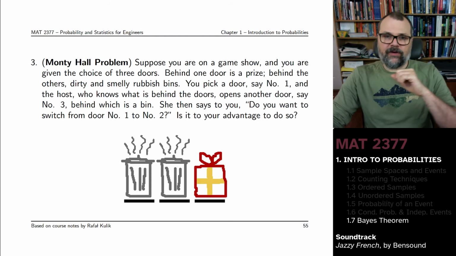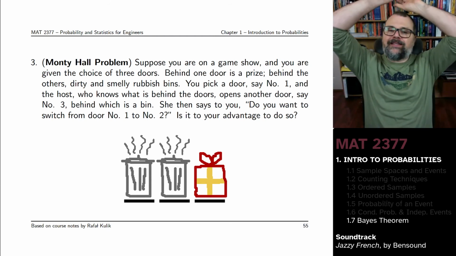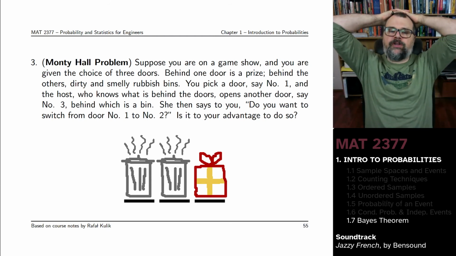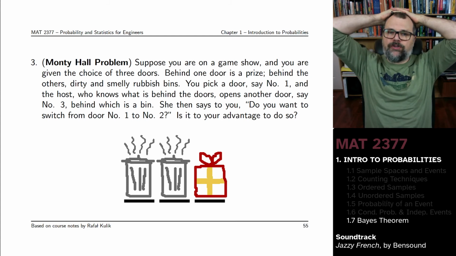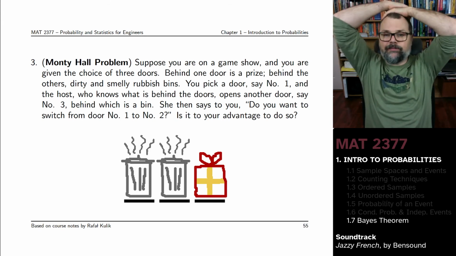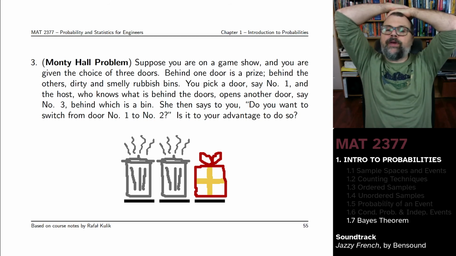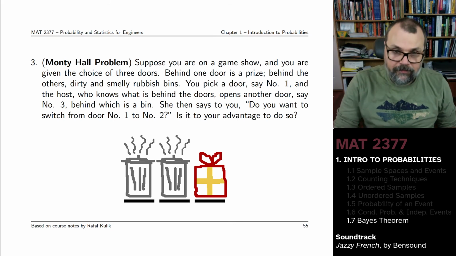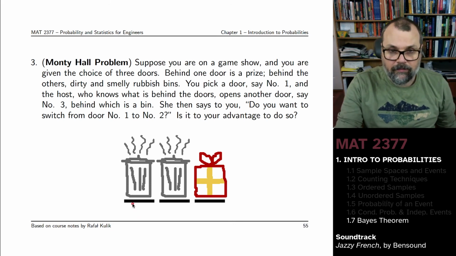The setup is the following. Let's say you're on a game show, and you're given the choice of 3 doors. The doors are closed, you can't see what's behind them, but you know that behind one of them there's a prize, and behind the other 2 there's, like, I don't know, heaps of rubbish, so something you don't want. You pick one of the doors. Say you've picked door number 1. This one right here.